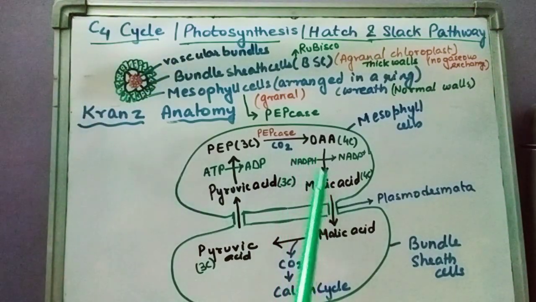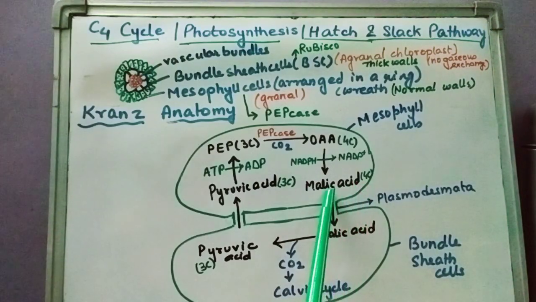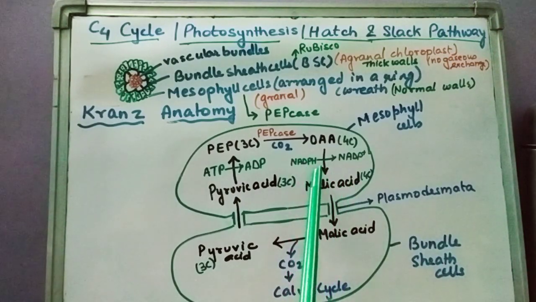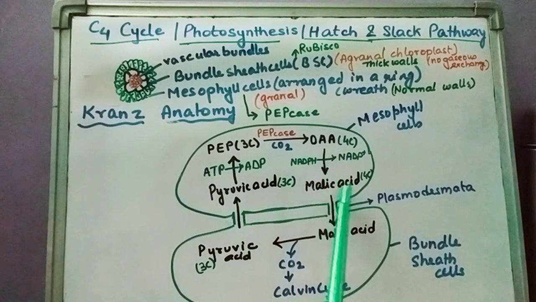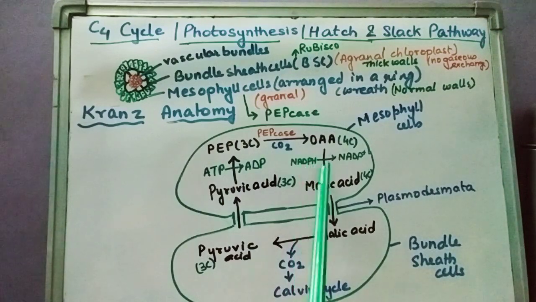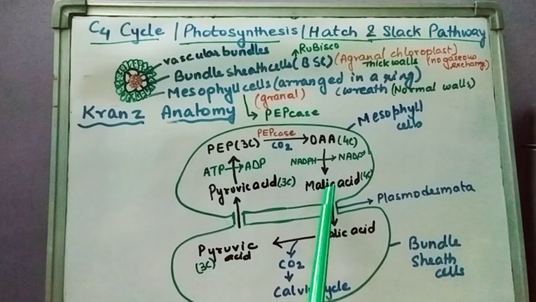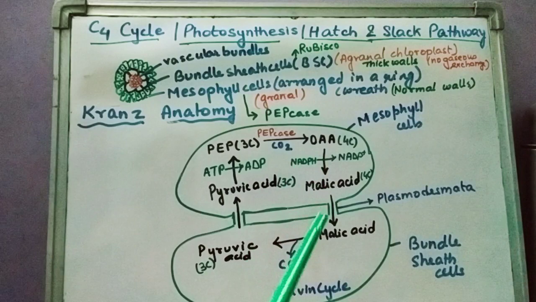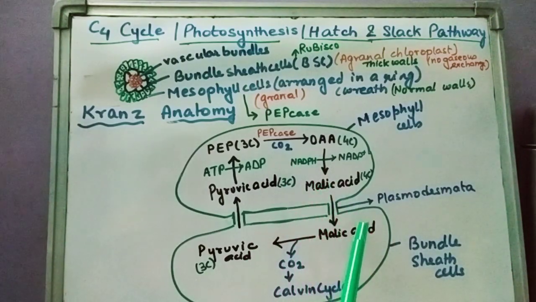next reaction, that is, it forms malic acid, again another 4 carbon compound. It is another organic acid, and here breakdown of NADPH is needed. That means energy is required in this process, which is produced with the help of NADPH, which breaks and gives the energy. Now malic acid, which is formed here in the mesophyll cells, is transported to the bundle sheath cells through the structure called plasmodesmata.